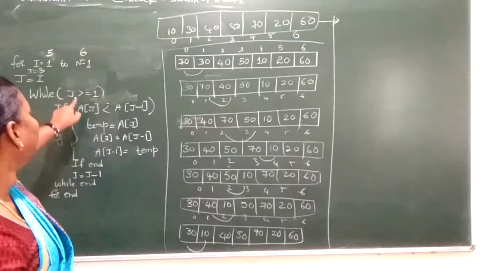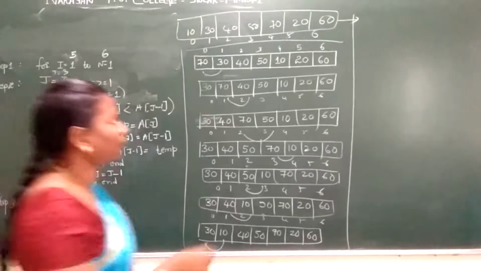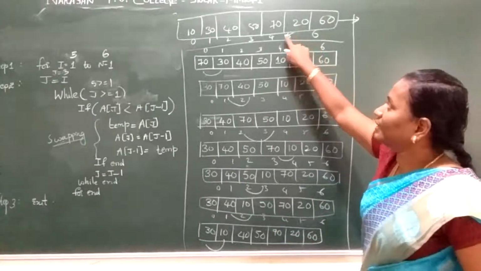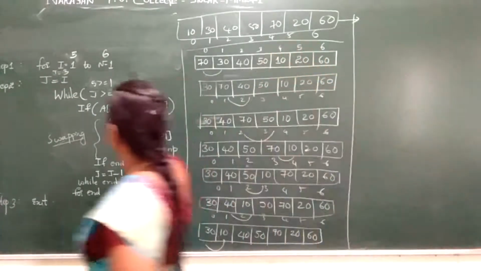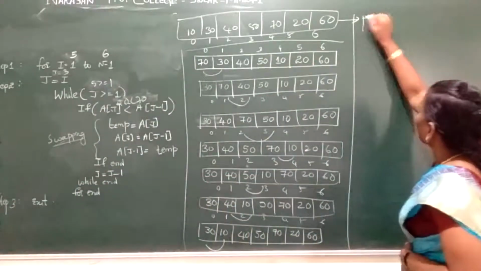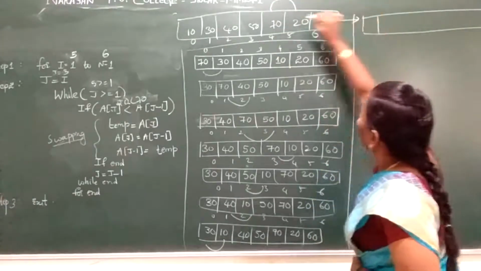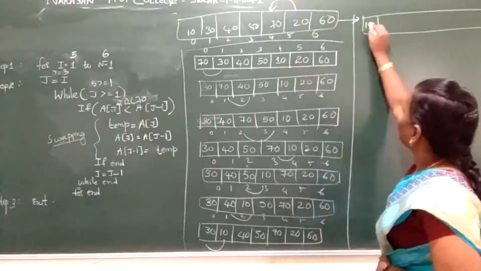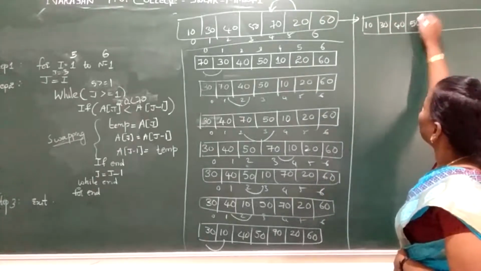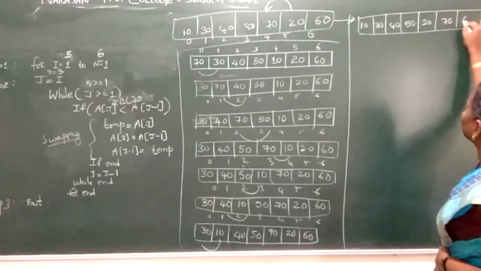So what will happen? 5 is greater than or equal to 1. Yes, 5 is greater than or equal to 1. What is there in a of 5? I have 20. Is 20 less than 70? Yes, the condition is satisfied. So what will happen? Again there will be swapping here. 20 will be moved to this position. 10, 30, 40, 50 will be as they are. Now I have 20, 70, 60.